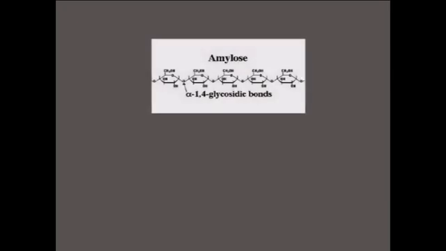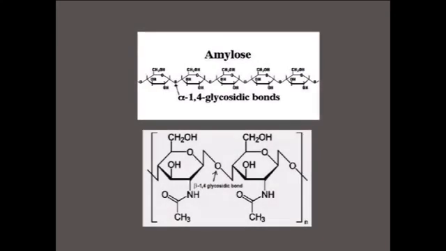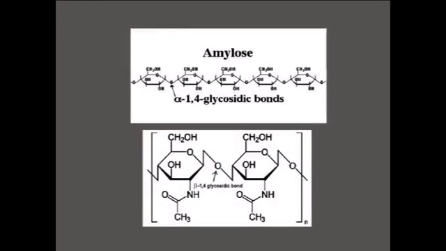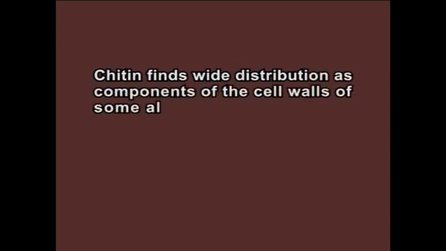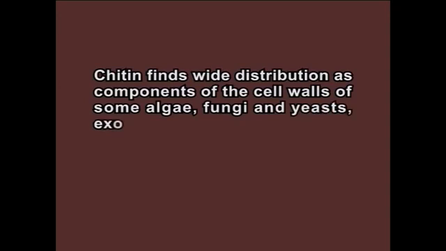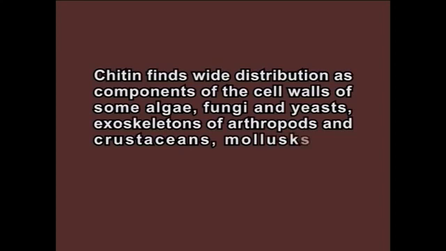A diagram of amylose is also shown to contrast it from the structure of chitin, as the former has alpha-1,4 glycosidic linkages instead of the beta-1,4 glycosidic bonds in chitin. Let us now look at the distribution of chitin. Chitin finds wide distribution as components of the cell walls of some algae, fungi and yeast, exoskeletons of arthropods and crustaceans, certain mollusks and cephalopods.